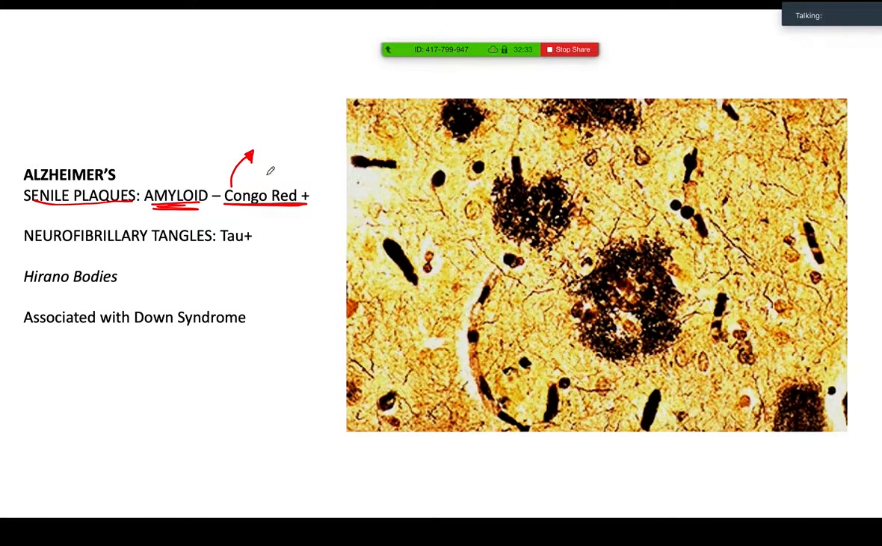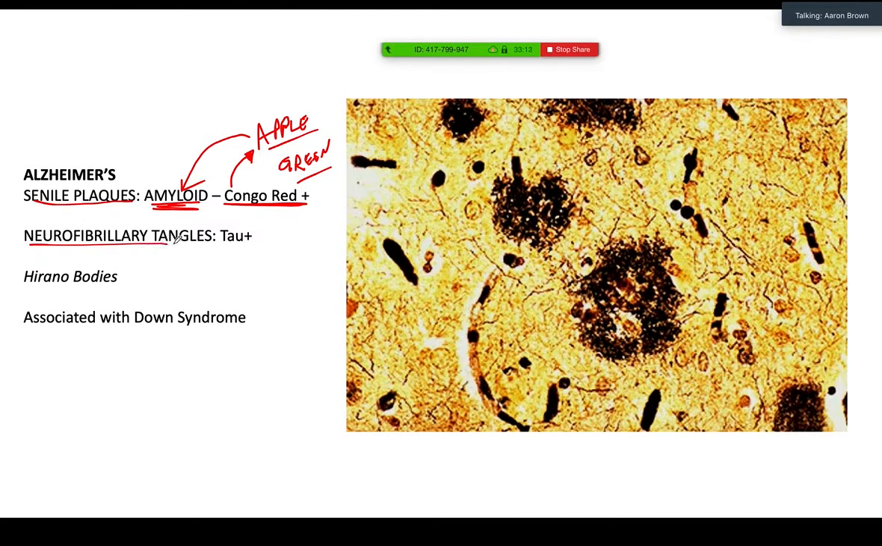Polarized light, excuse me. When we look on polarized light, what do we look for? Black? Yes, we look for apple green birefringence. Apple green. Okay, so this apple green birefringence is typical of amyloid. If you ever hear apple green birefringence, that is amyloid. Okay, so amyloid, again, it's just collections of proteins from dying cells. They stick around in areas, they don't get broken down, and they end up coalescing and causing issues. Okay, and that's what our amyloid is.